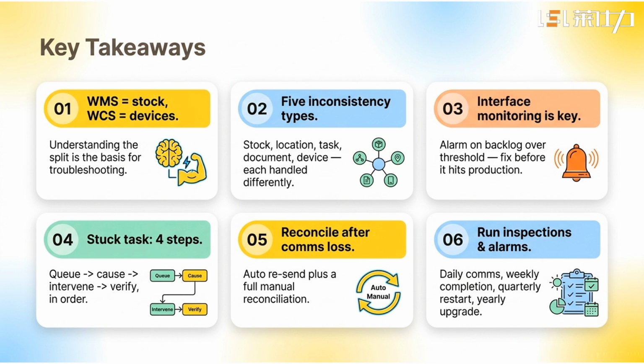Let's recap today's 6 key points. 1. WMS manages stock and WCS manages devices. Understanding the split is the basis for correct troubleshooting. 2. The 5 inconsistency types each have their own handling. 3. Interface data monitoring is key. A backlog alarm lets you fix problems before they hit production.